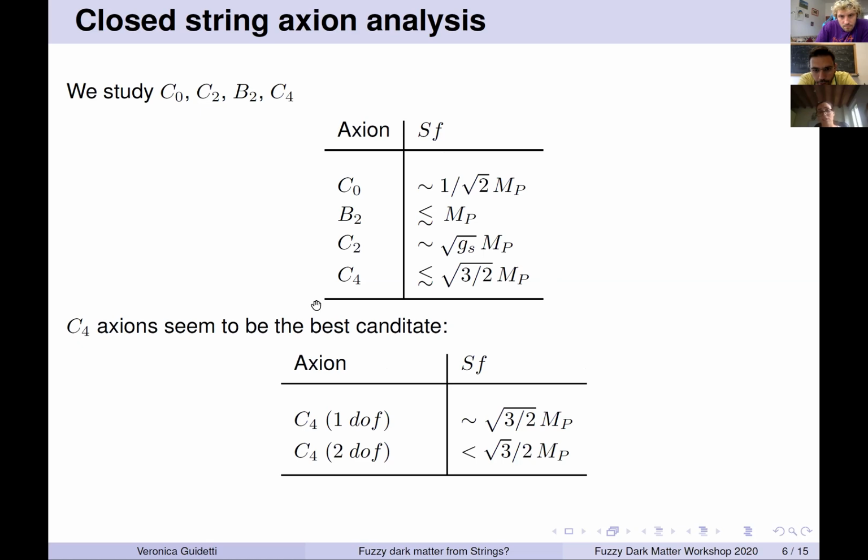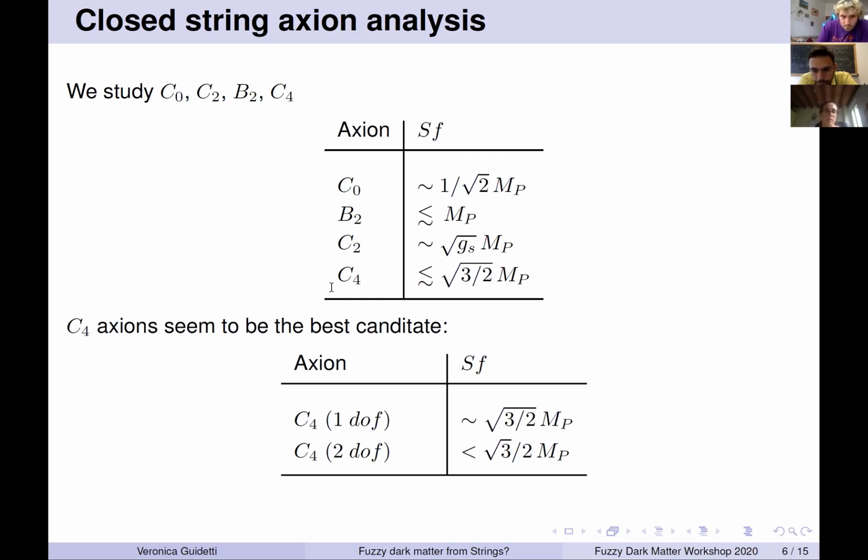So we studied a little bit more the C4 axions. C4 axions are the imaginary parts of Kähler moduli. And Kähler moduli are related to the size of the Calabi-Yau in general and of 4-cycles.